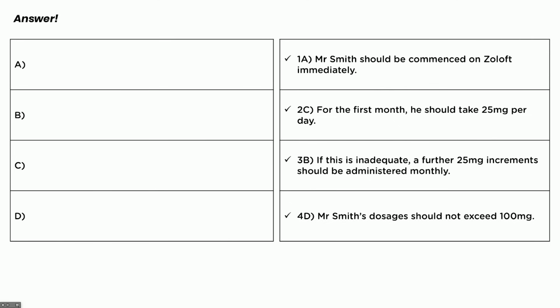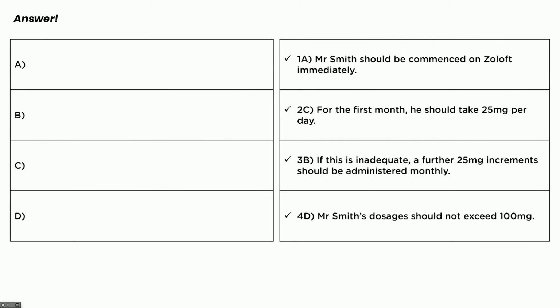Third sentence, if this is inadequate, a further 25 milligram increments, actually the grammar's wrong there, increments, just look at that, I've made a little mistake with articles. And let me just use this as a great little example to say that little grammatical errors like that are actually not that important in OET writing, okay? They're certainly not a major issue to be worried about. If this is inadequate, further 25 milligram increments should be administered monthly. Mr. Smith's dosages should not exceed 100 milligrams.